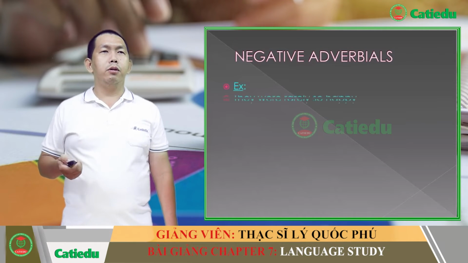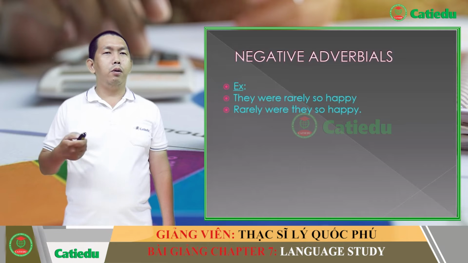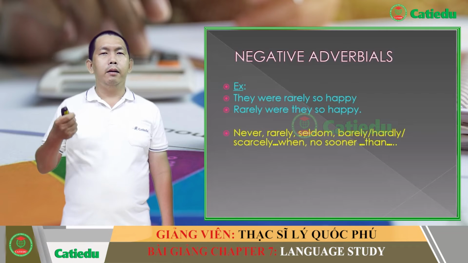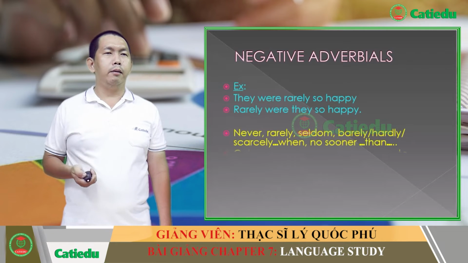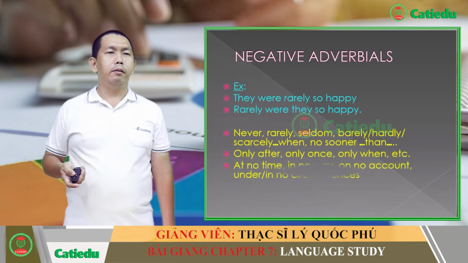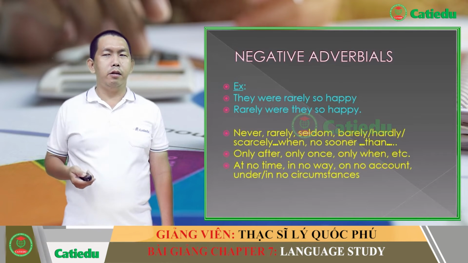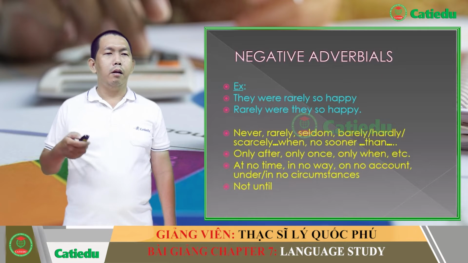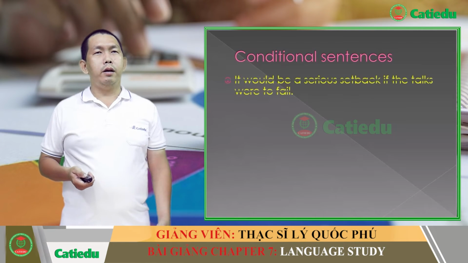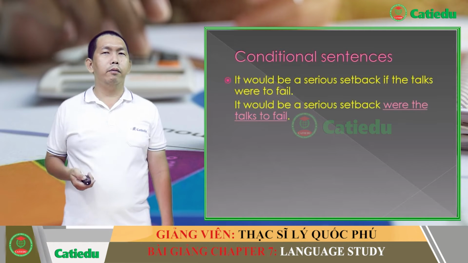Now negative adverbials. They were really so happy. Rarely were they so happy. Never, rarely, seldom, barely, hardly, scarcely, no sooner than. Only after, only once, only when. At no time, in no way, on no account, under or in no circumstances. Not until. Little.